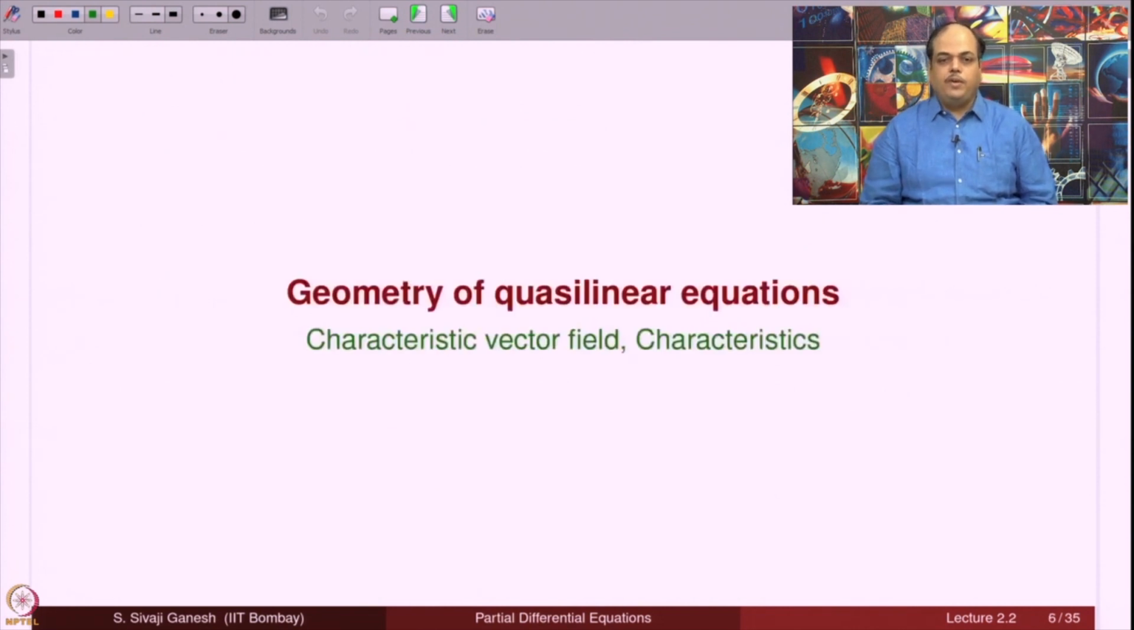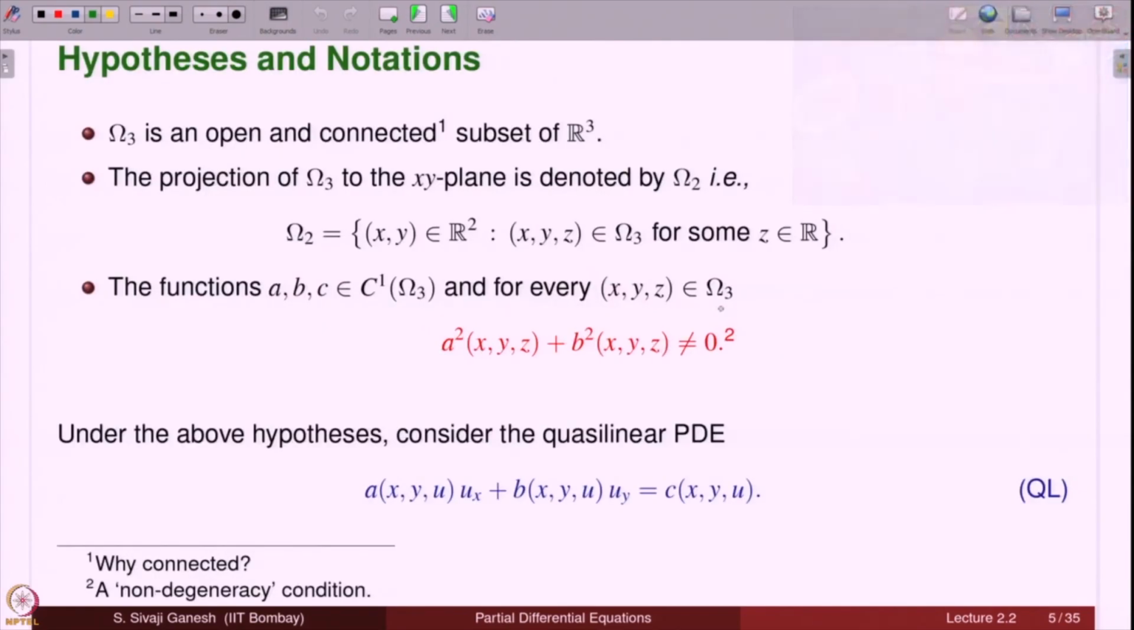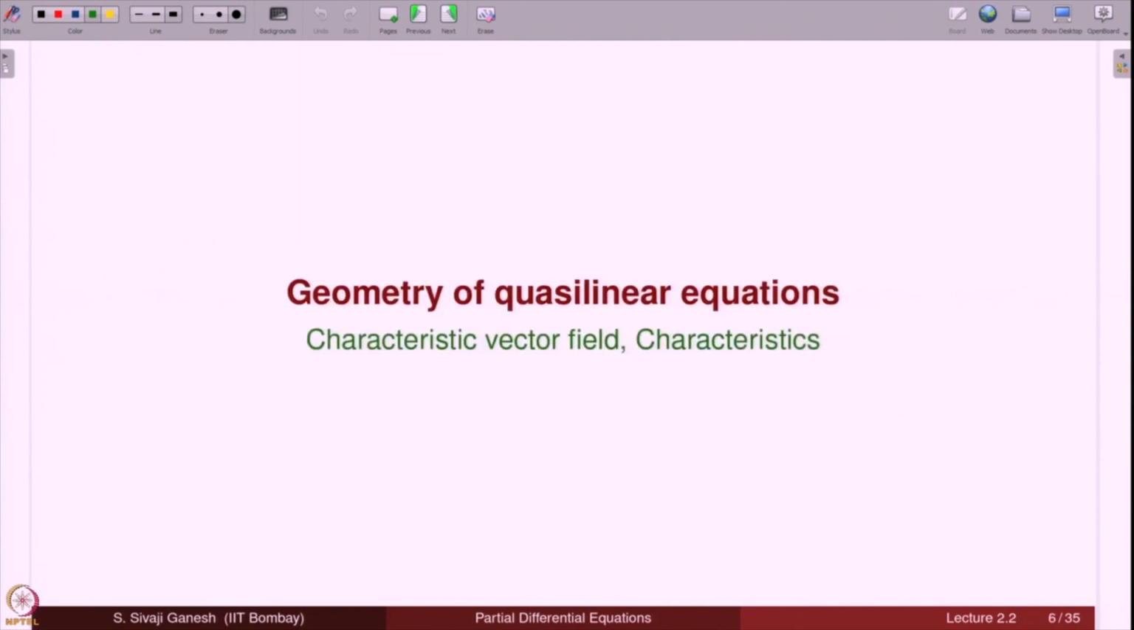Now, let us discuss the geometry of quasilinear equations. That means this equation says something about the geometry of what? Of a solution surface. If you have a solution of this equation, let us say u of x y defined for x y in some domain D, then z equal to u x y will be a surface, and this equation says what kind of restrictions are imposed on the surface. Geometrically, what this PDE means for a solution surface, that is what we are going to discuss.